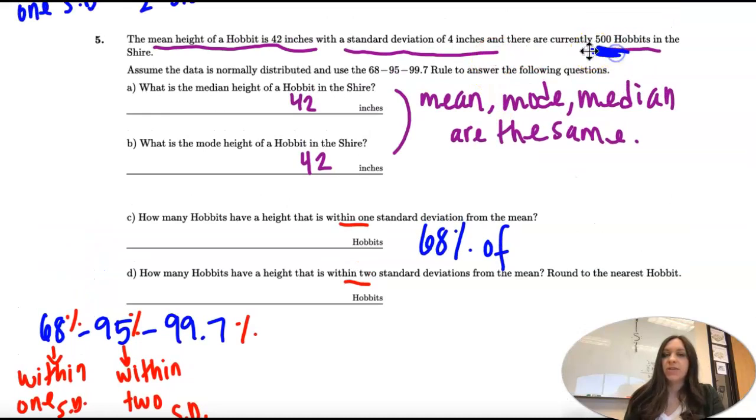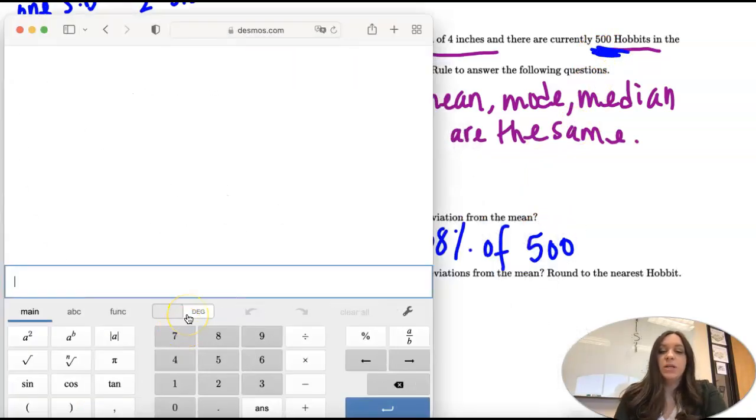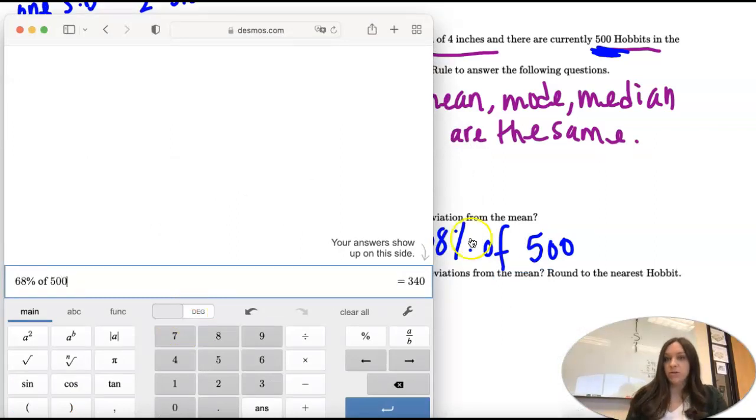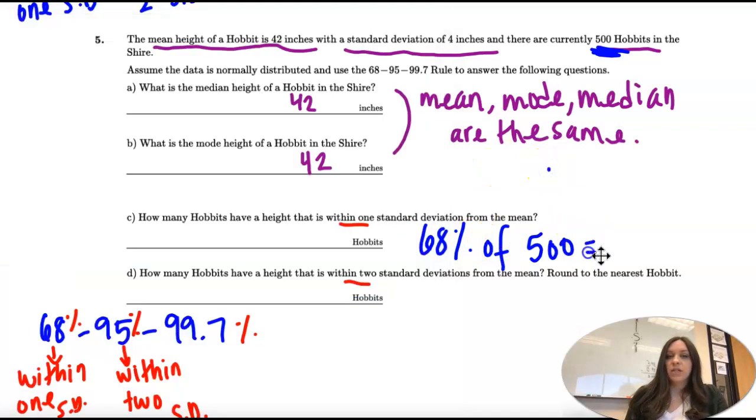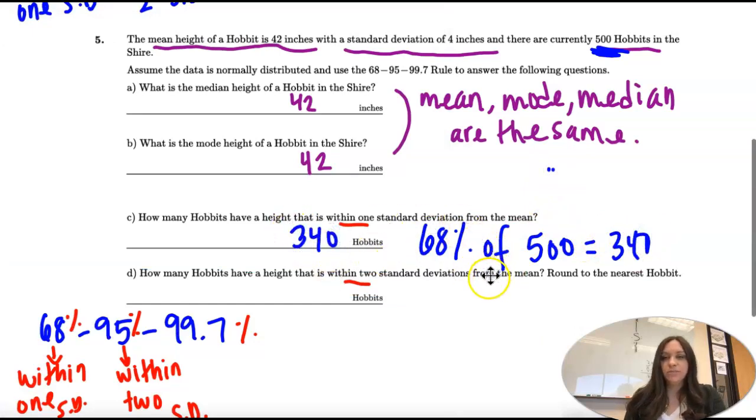That's this number that we haven't used yet. And we actually are never going to use what the standard deviation actually is. But there's 68% of the 500. And if you use Desmos, you can just type it in. Or if you're looking at my copied notes, it's going to be old school on there. So 68% of 500 is, I just forgot, 340. So 340 are within 1 standard deviation.